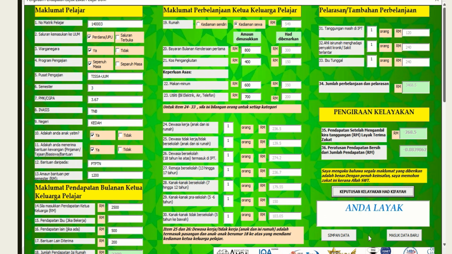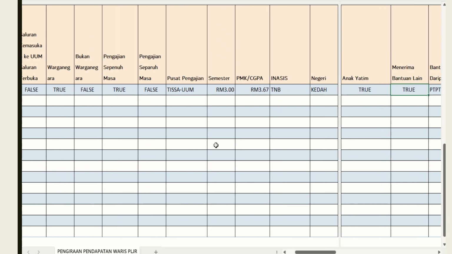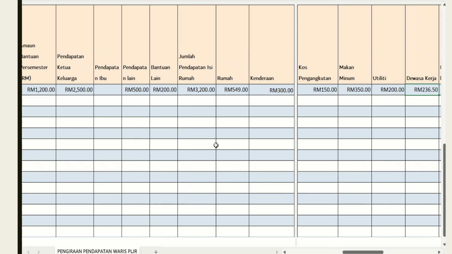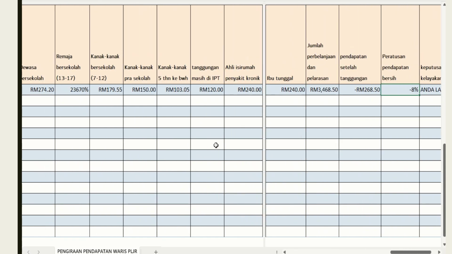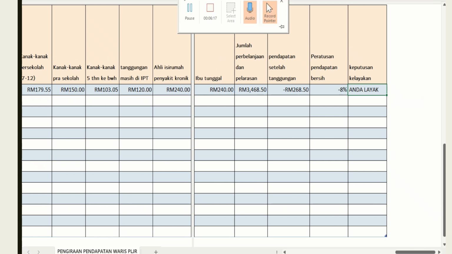Okay, so we can save the data. We just click simpan data, and if you want to put another person's data, then you just click masuk data baru. Alright. Okay, if you can see here, this is the database. So the person with matric number 14003 just now, the whole record has been saved, including the result under layak. Okay, that's all. Thank you.